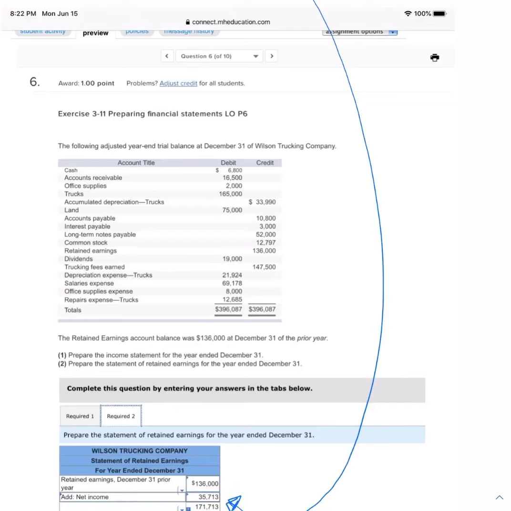Your beginning retained earnings balance is given here as 136. You'll then back out your dividends that were paid, which were listed in the facts of the question, and then that will give you your ending retained earnings balance. So there's the dividends right there that you'll use, and that gives you the final piece of question number 6.